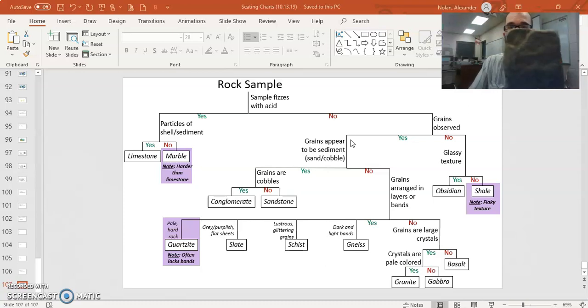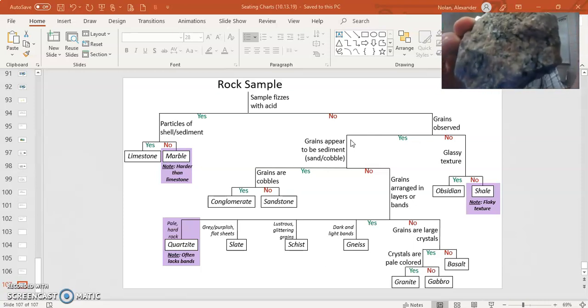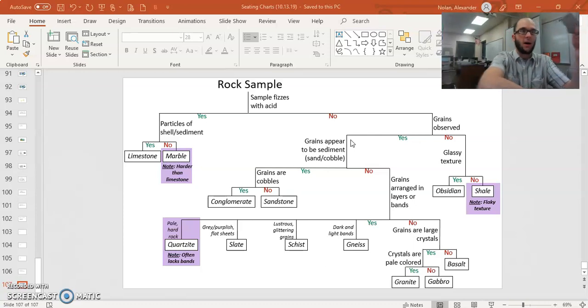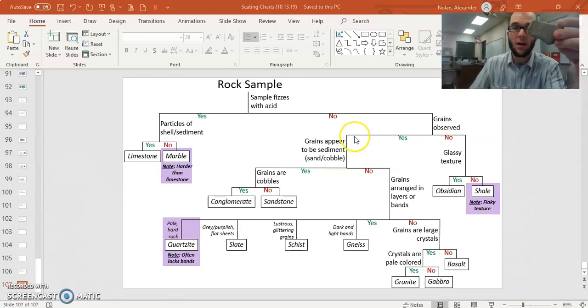Well, if we look really closely, and if we feel it, there's really no crystals here. We don't see crystals, not in the way that we see them here, right? These are crystals, right? We can see some really nice crystals here. This one doesn't have crystals. It's actually got really fine, it feels like sand. So the grains appear to be sediment? Yes. So we're going to take a left.